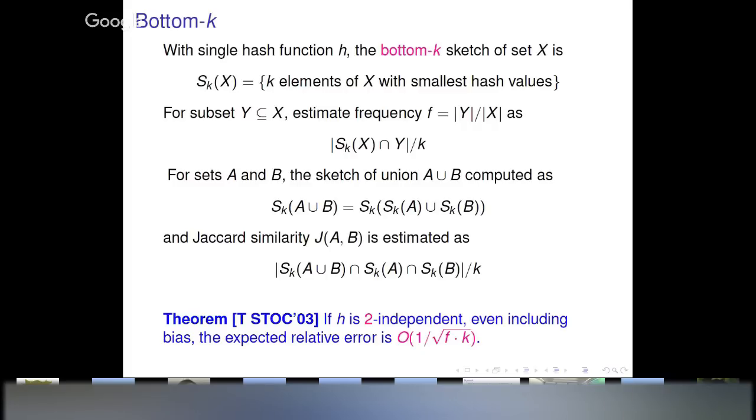So we do know we have bias, because when k is equal to 1, which is an allowed special case, it's exactly the same as what we had before. So we still have the same bias. But the bias disappears together with the standard deviation at the same rate. So it doesn't hurt us, okay? And this was known to hold with 8 independence only for large k.